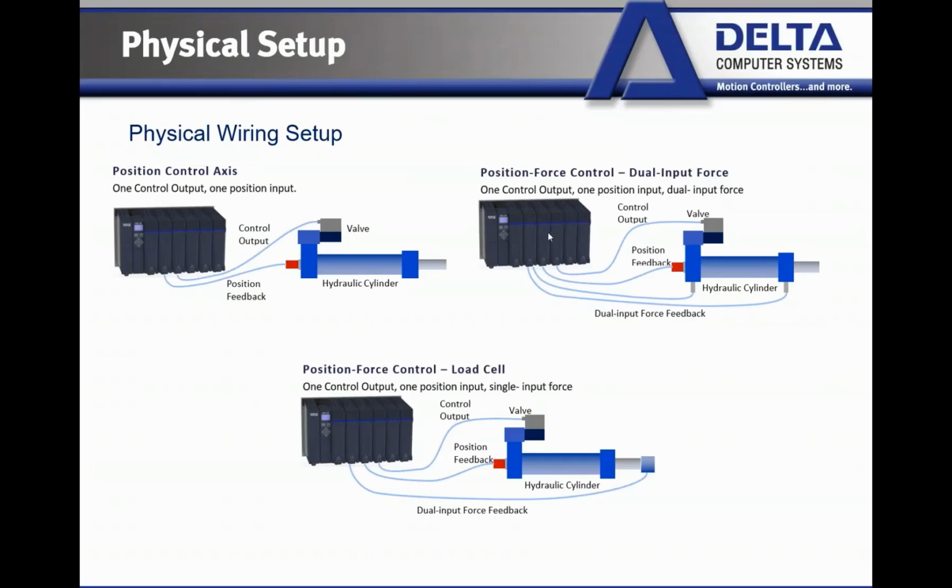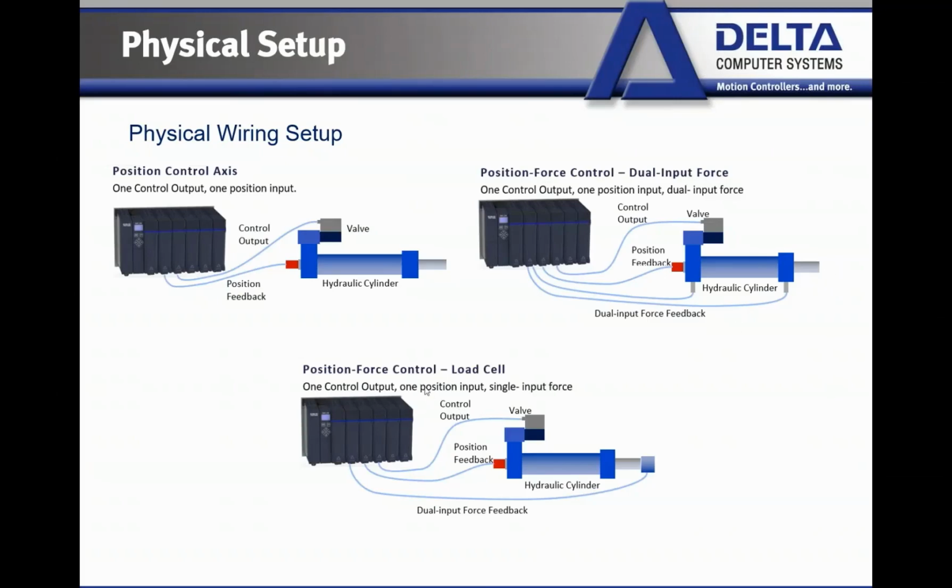Another axis we could have is a position force control axis with dual input. This is actually how we're going to be controlling force. This is what our lab setup looks like, and this is how I'm going to be simulating it today. But in this application, you still have the same control output, you still have the same position feedback, but you're going to have two pressure transducers, one on either end of this cylinder here, and based upon the differential pressure and the geometry of your cylinder, we're able to determine what force that cylinder is seeing. So we're able to control force in that way.